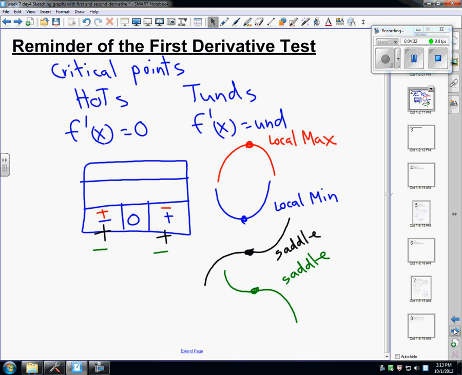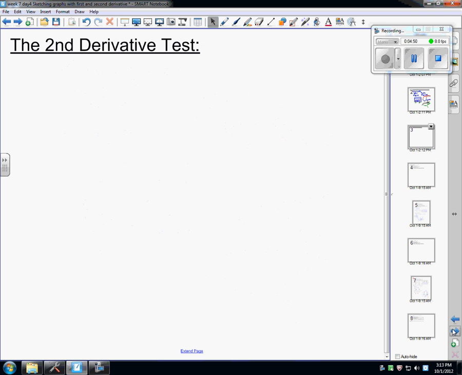So the first derivative test is as long as you can find a critical point, if you check to the left and check to the right of that critical point, it helps you decide if you're a local max, local min, or a saddle. The second derivative test can help you find those maxes or mins a different way. So again, you still need to find your hot or your ton, where my first derivative equals 0, or my first derivative is undefined.